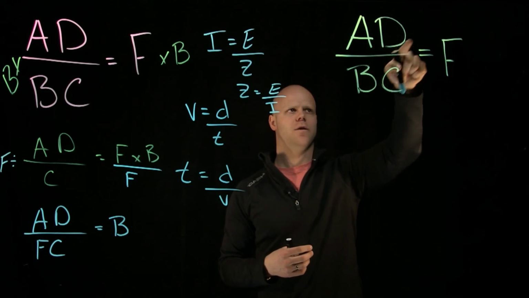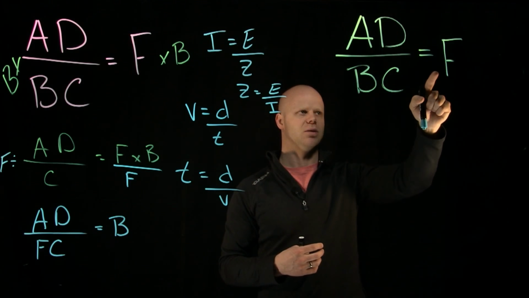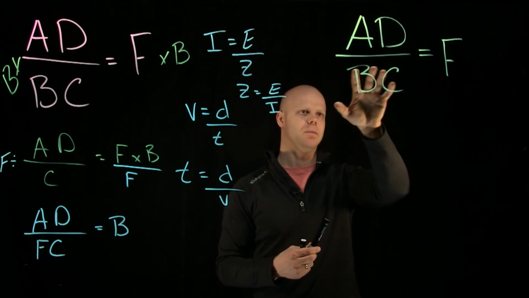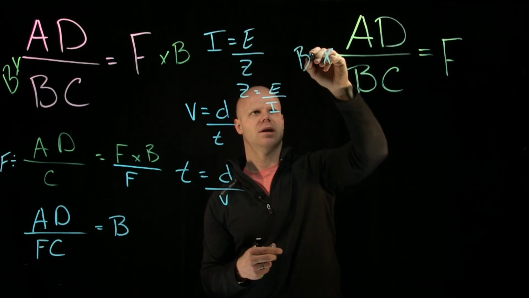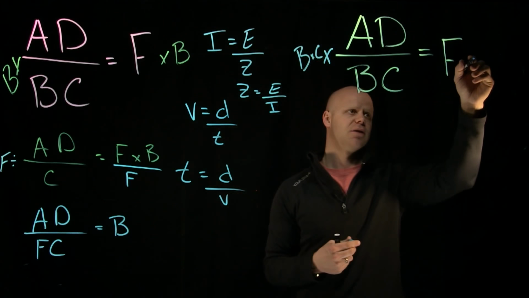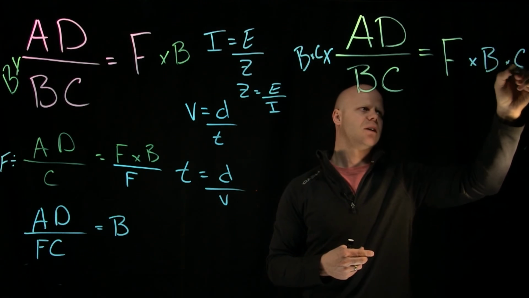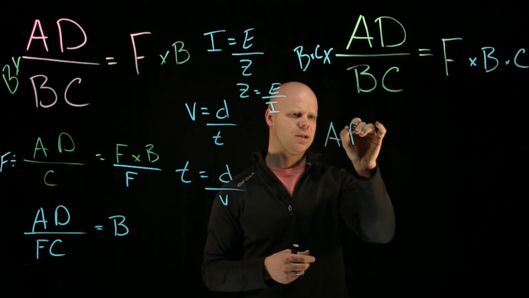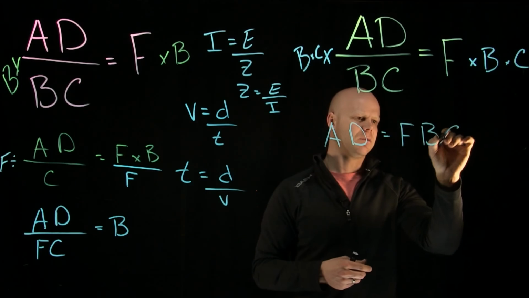So if we wanted to solve for D, right now A times D divided by B times C equals F. In order to make this formula linear, because AD is being divided by B times C, I'm going to multiply this side by B times C. What I do to one side, I have to do to the other, so times B times C. And what you end up with is this linear formula: A times D is equal to F times B times C.